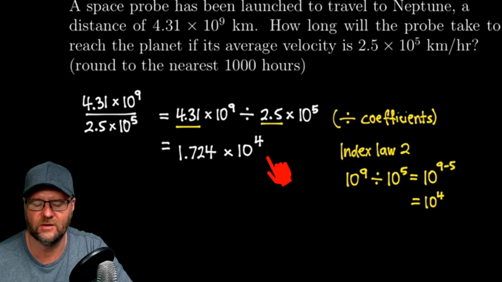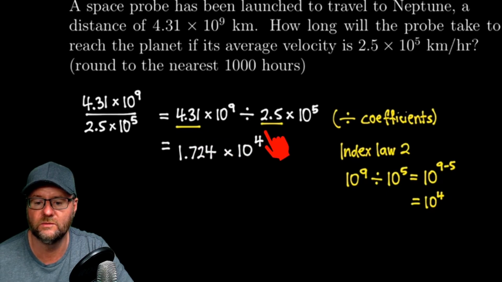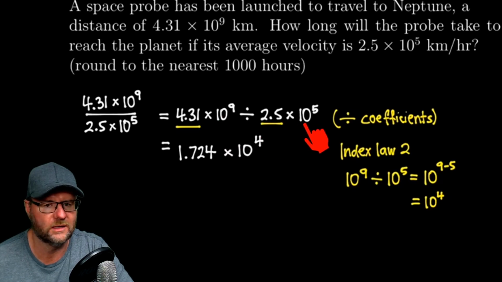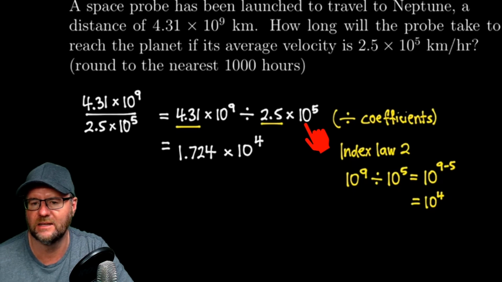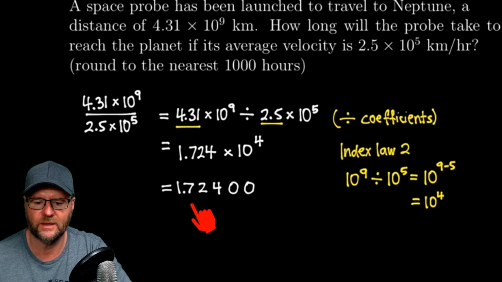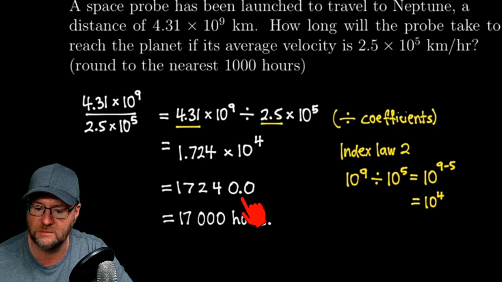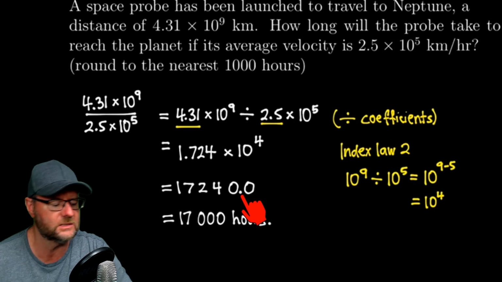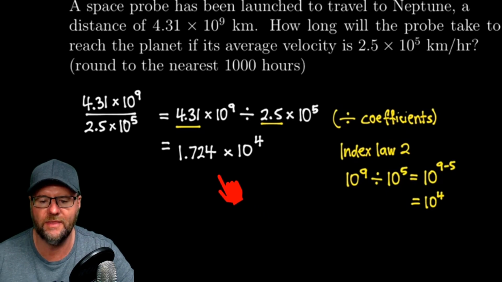Okay, so I've got two numbers in scientific notation. Those steps again were simply, first of all, divide the decimal parts, the coefficients, and then use index law 2 on the base 10 parts, the powers of 10. Okay, that gives me this number. If I move the decimal point 4 places to the right, let's just go back and do that bit again. That is my number.